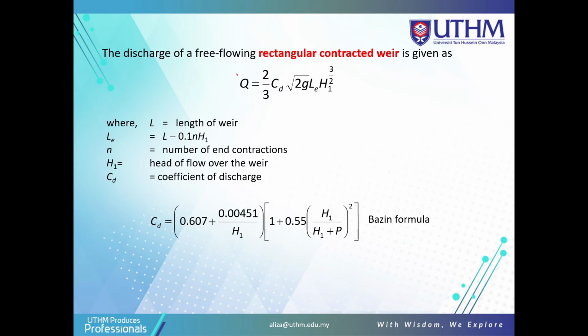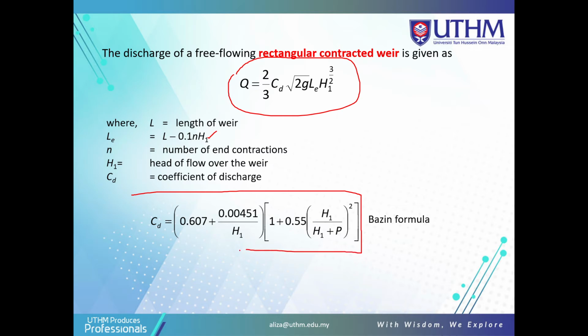Now we look at the rectangular contracted weir, and use this formula, based on the L and the Le, based on this one. This formula is also given. N is the number of contractions, H1 is the head of flow over the weir, and CD is the coefficient of discharge. For the coefficient of discharge, you use the Bazin formula. This formula is also given, if you want to find the Q for the rectangular contracted weir.